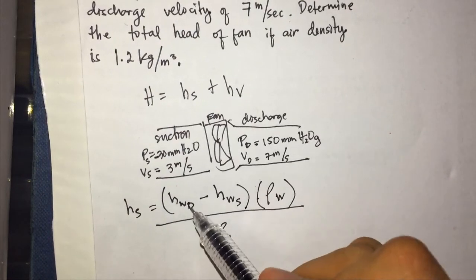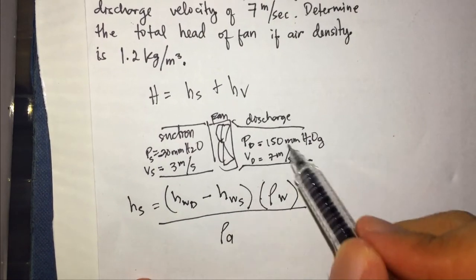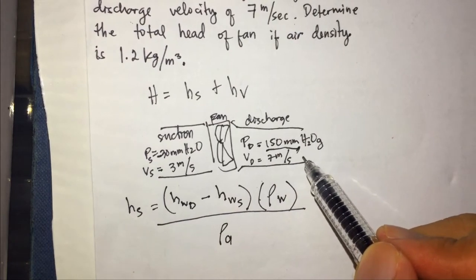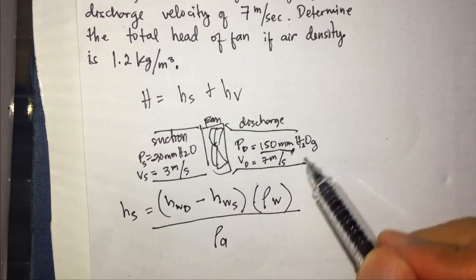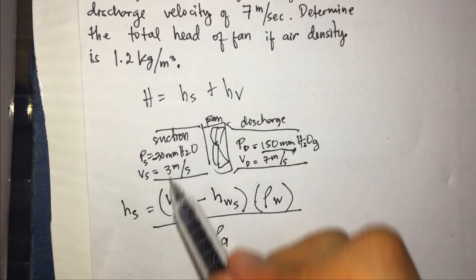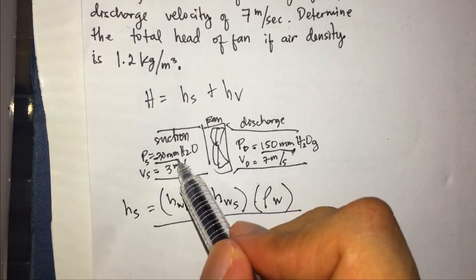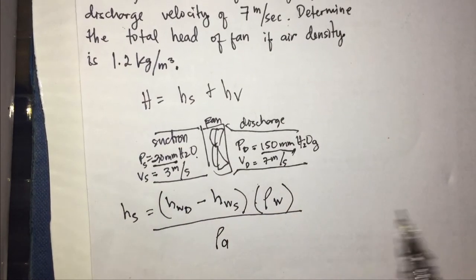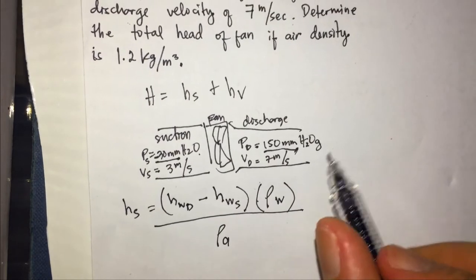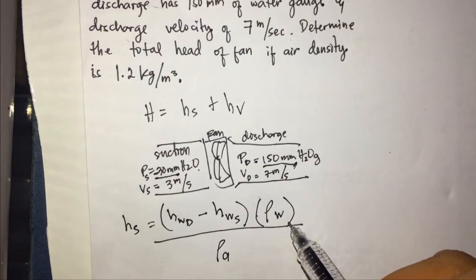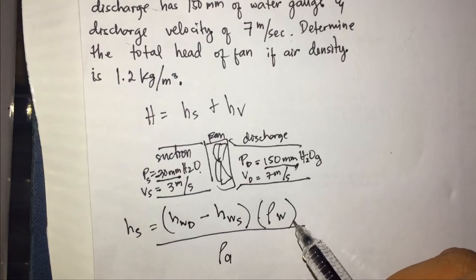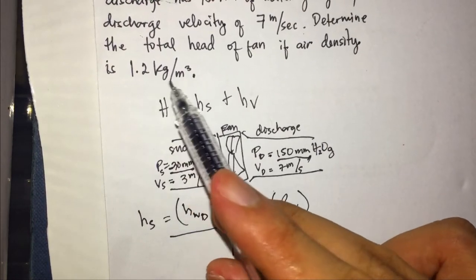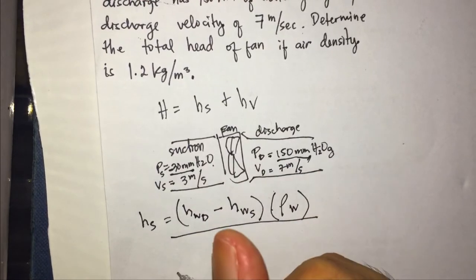So, the head of water sa discharge, ito na yung 150 mm. Okay? Yan na agad yung head of water sa discharge, kasi water nga to eh, H2O. And head of water sa suction is negative 30 mm of H2O, kasi yun na yung head ni water. So, yun. Si density ni water, constant naman to, which is 1,000 kg/m³. And the density of air is given, 1.2 kg/m³.